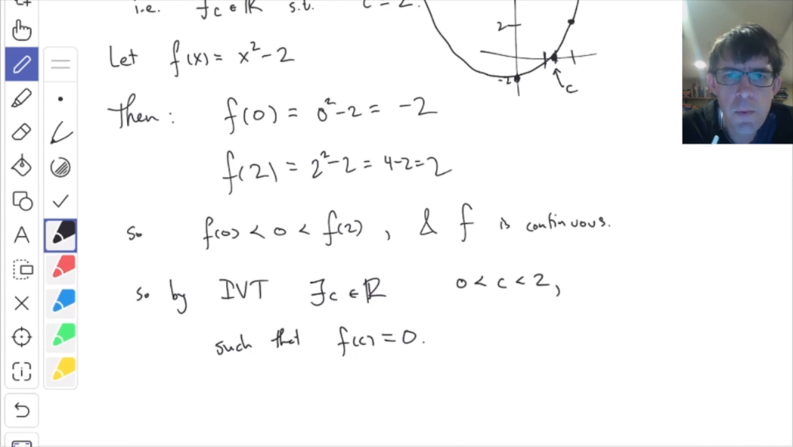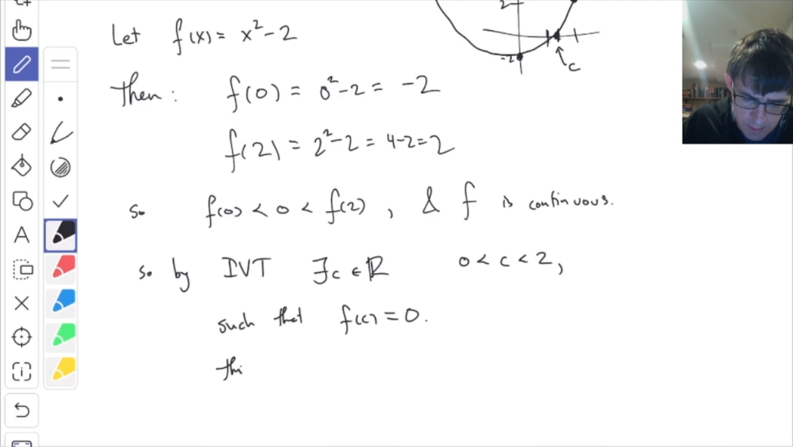All right. But what does it mean that f of C equals 0? This means, just plugging into the function f of x is x squared minus 2, so when I see f of C equals 0, it is C squared minus 2.